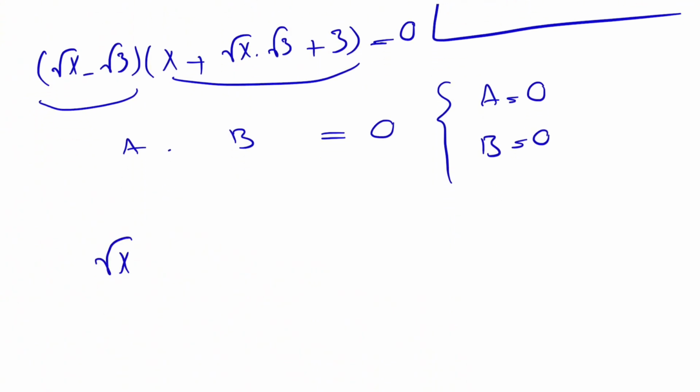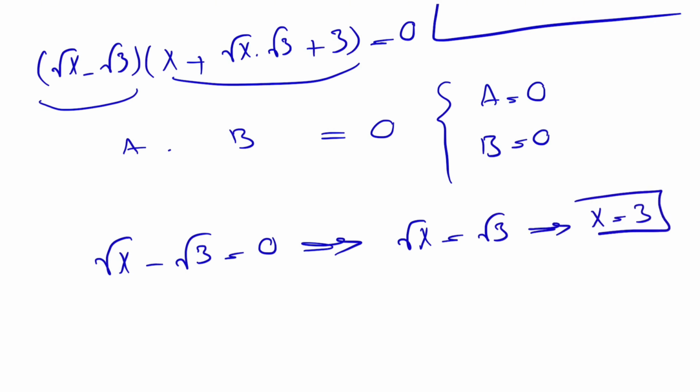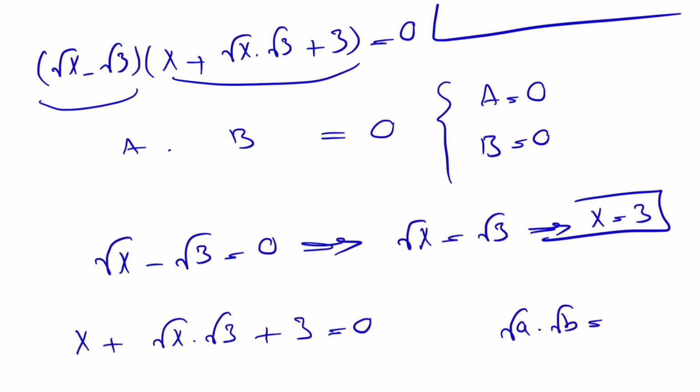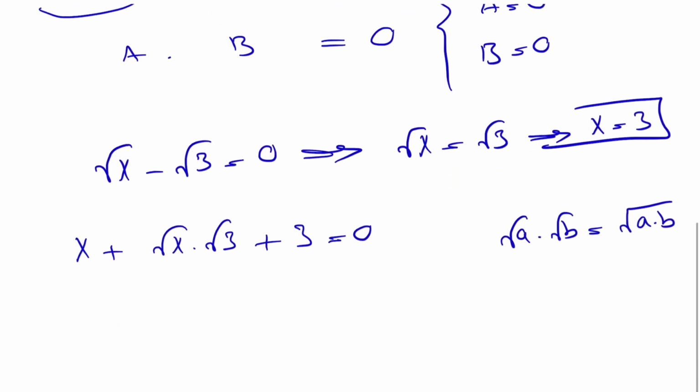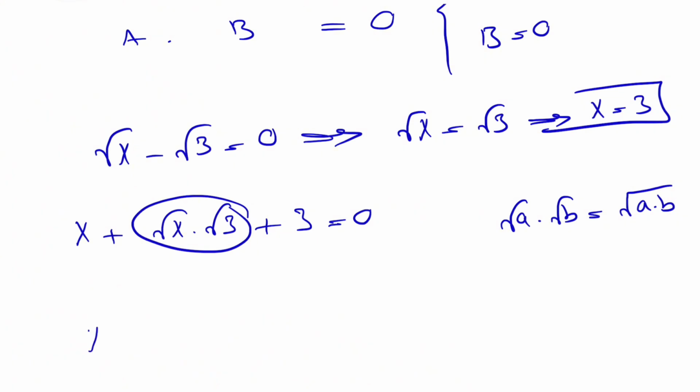So if we have square root of x minus the square root of 3 is equal to 0, square root of x is equal to square root of 3, meaning our x is 3. And if we go with the second one, we have x plus the square root of x times the square root of 3 plus 3 is equal to 0. And we know when we have square root of a times square root of b, this can be written as square root of a times b, which is the case in here. So basically we have x plus square root of 3x plus 3 is equal to 0.